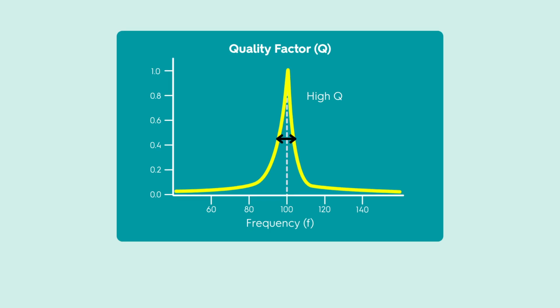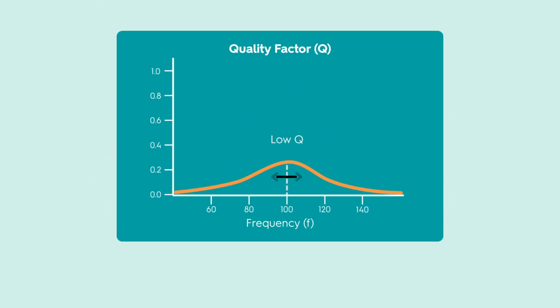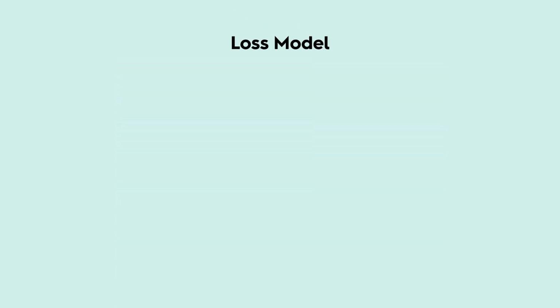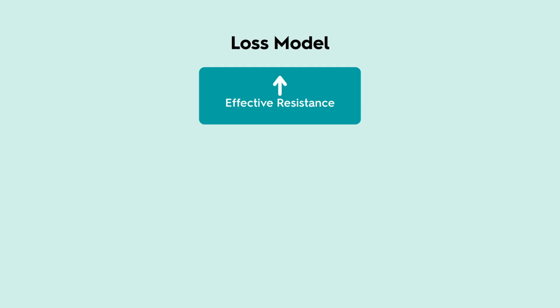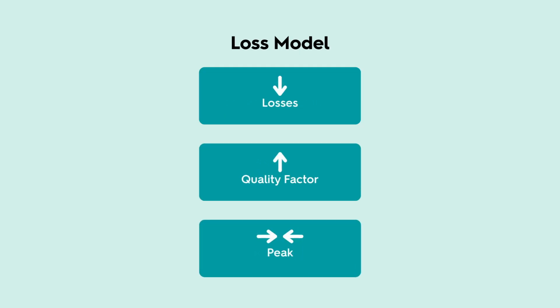High Q means a narrow peak and strong selectivity. Low Q means a wider peak, so more nearby frequencies sneak through. In this loss model, increasing the effective resistance lowers Q and widens the response. Lower losses raise Q and sharpen the peak, which improves selectivity.